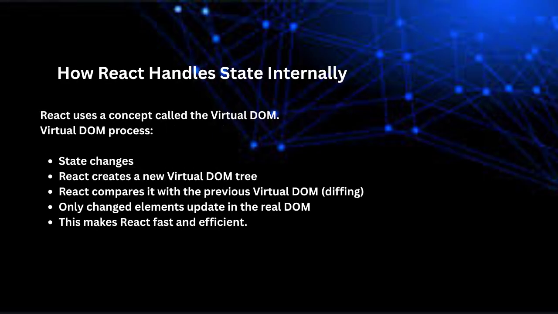So now let's see how React handles state internally. Basically, React uses a concept called virtual DOM. When a state change happens, React creates a new virtual DOM tree. React compares it with the previous virtual DOM, which is called diffing. Only the changed elements are updated in the real DOM. This makes React fast and efficient.